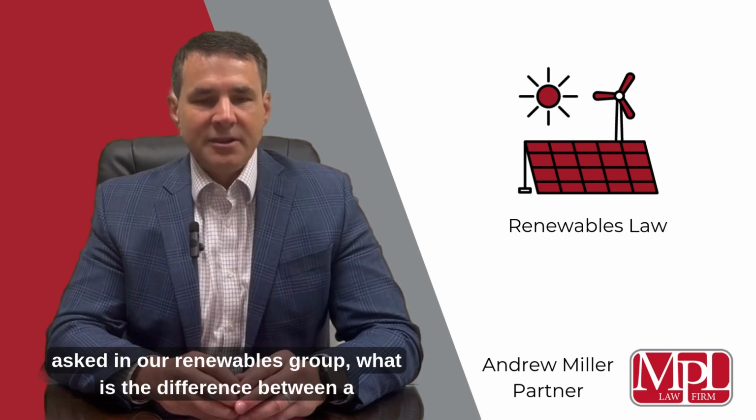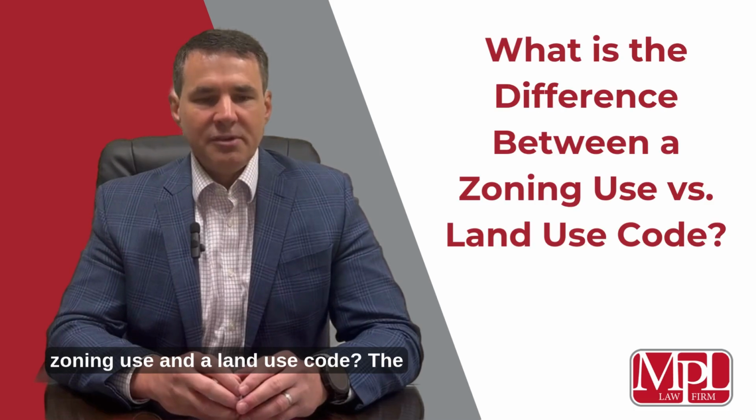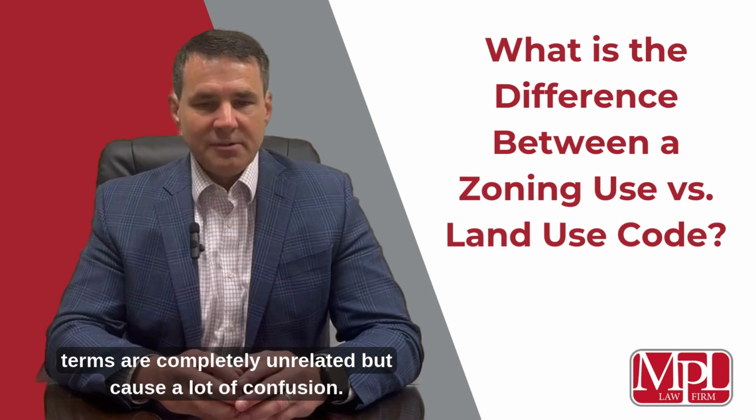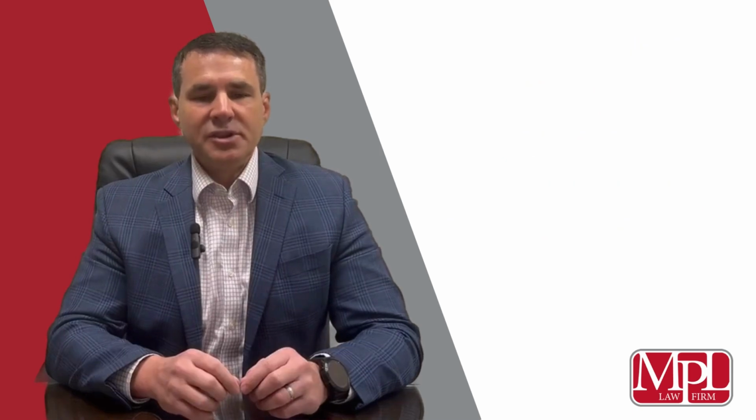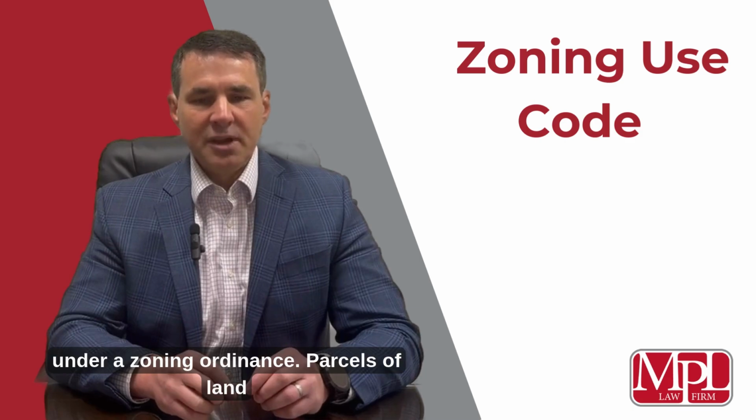We are often asked in our renewables group, what is the difference between a zoning use and a land use code? The terms are completely unrelated but cause a lot of confusion. A zoning use refers to the allowed use of land under a zoning ordinance.